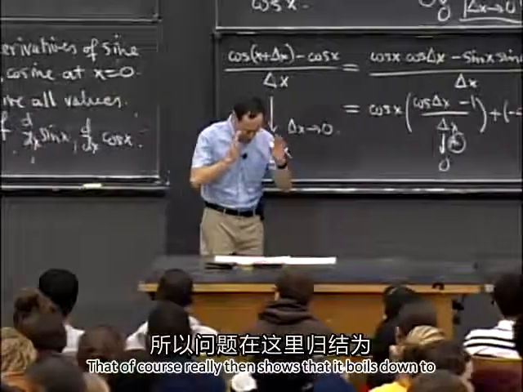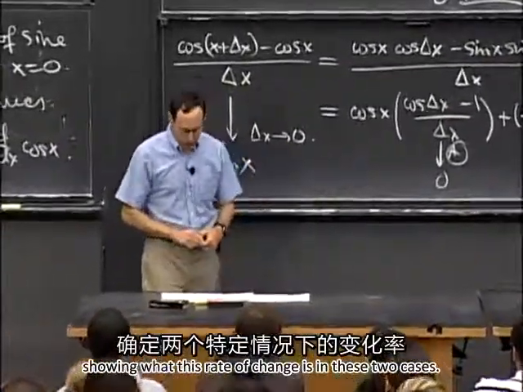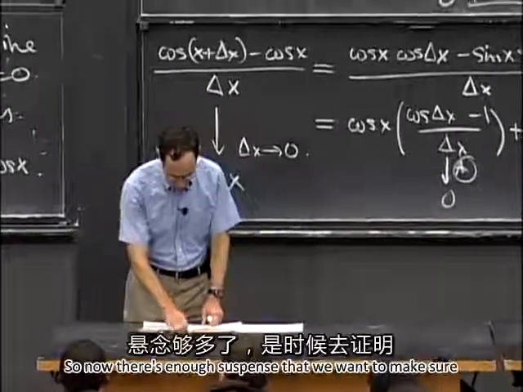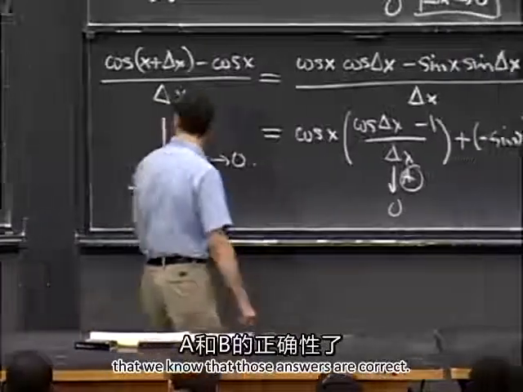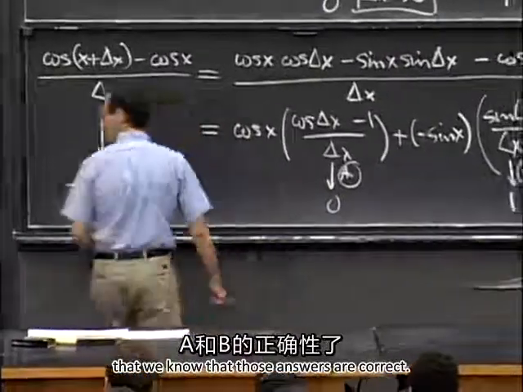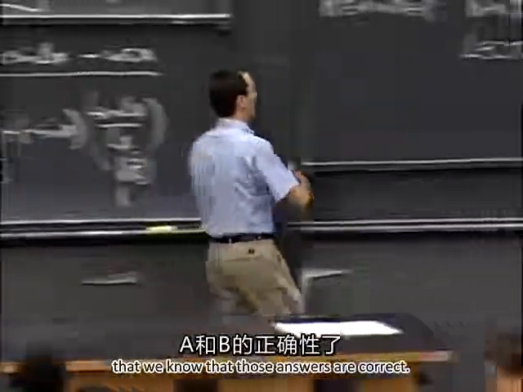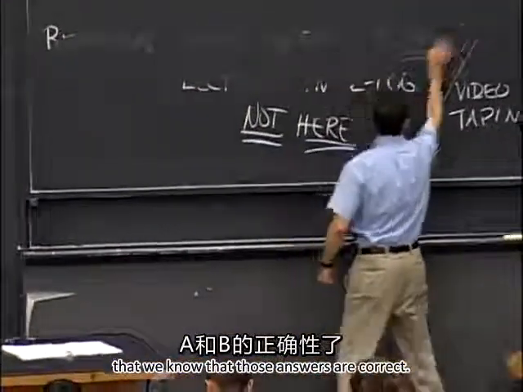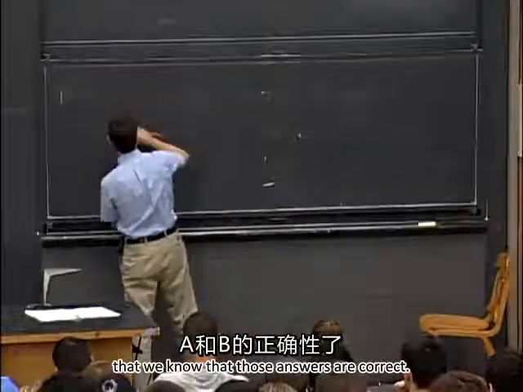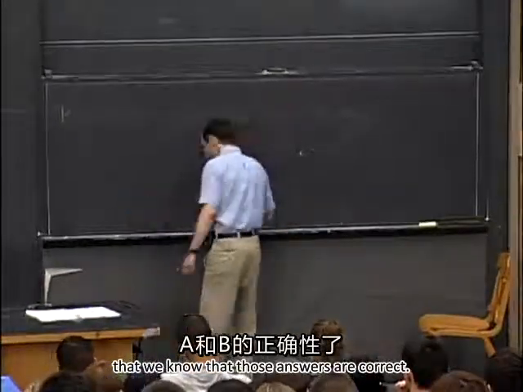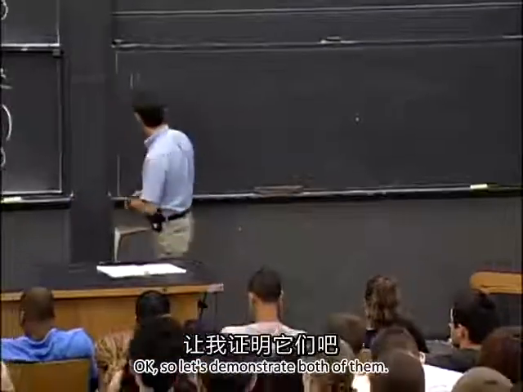That, of course, really then shows that it boils down to showing what this rate of change is in these two cases, at x equals 0. So now there's enough suspense that we want to make sure that we know that those answers are correct. All right, I think it looks like the erasers are over here. Okay, so let's demonstrate both of them.